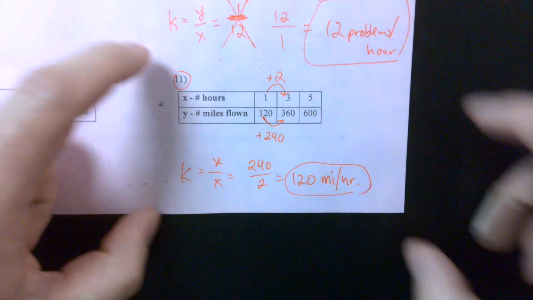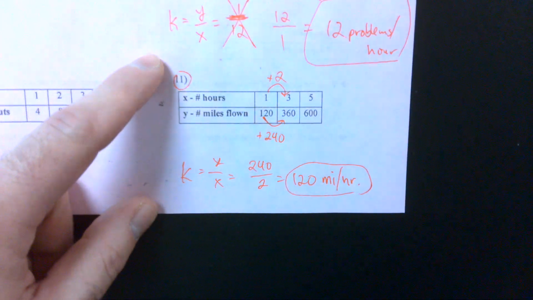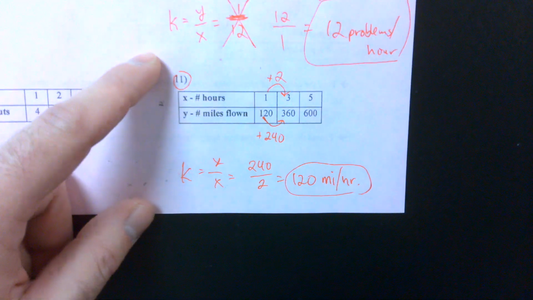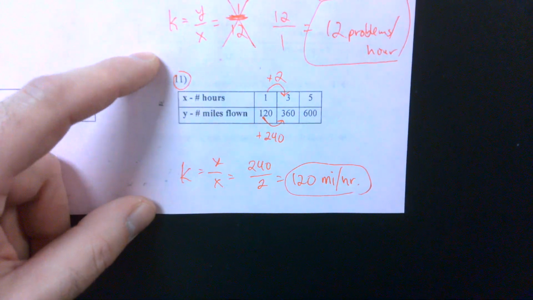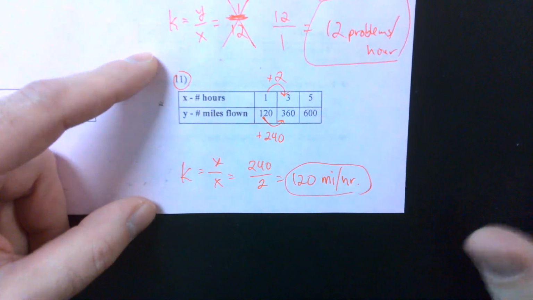Give me a thumbs up. You got 120 for number 11. 120 miles per hour. Michaela did. Rawaz did. Alasia did. Vanessa, Amari, Z. Yep. Osna. Xavier. Great.